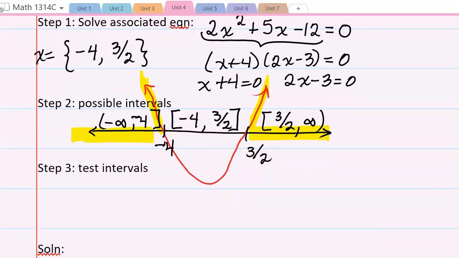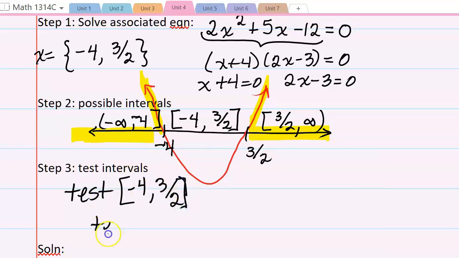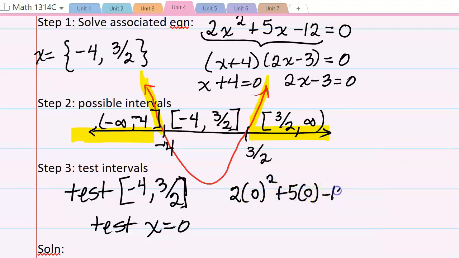Let's test the interval of -4 and 3/2, and choosing a number that is in that interval. A good test value in this interval would be the number 0. So let's let x equal to 0 and evaluate our inequality of 2x squared plus 5x minus 12 is greater than or equal to 0. To see that we get 2, and in parentheses we're going to put 0 squared plus 5 times 0 minus 12, and we want to see if it's greater than or equal to 0. When we simplify this, we get -12 is greater than or equal to 0, which is a false statement, since -12 is less than 0.